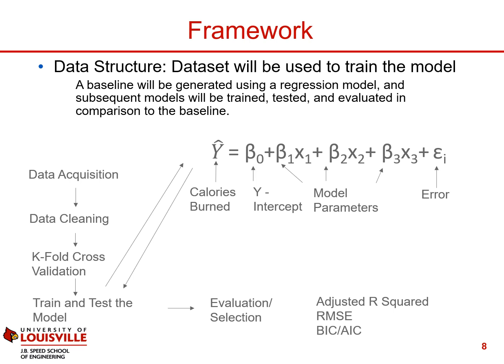Now, once the data is trained and tested, each model will be evaluated using statistical tools like the adjusted R-squared and the root mean squared error. And finally, a model selection will be performed once each of the machine learning models have undergone training, testing, and evaluation.